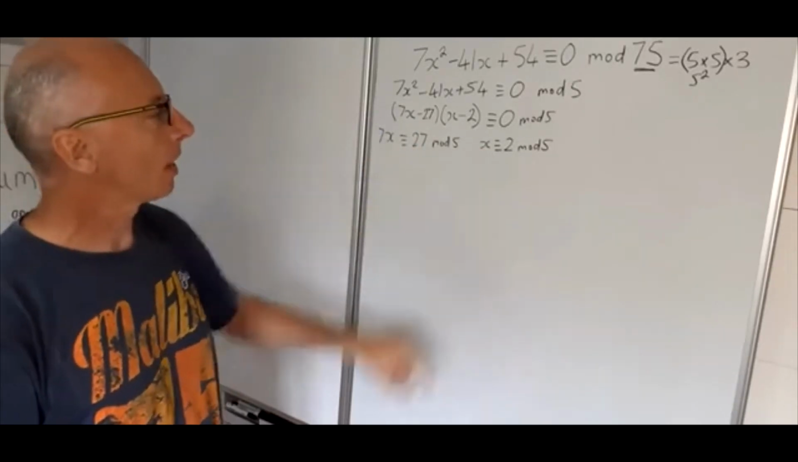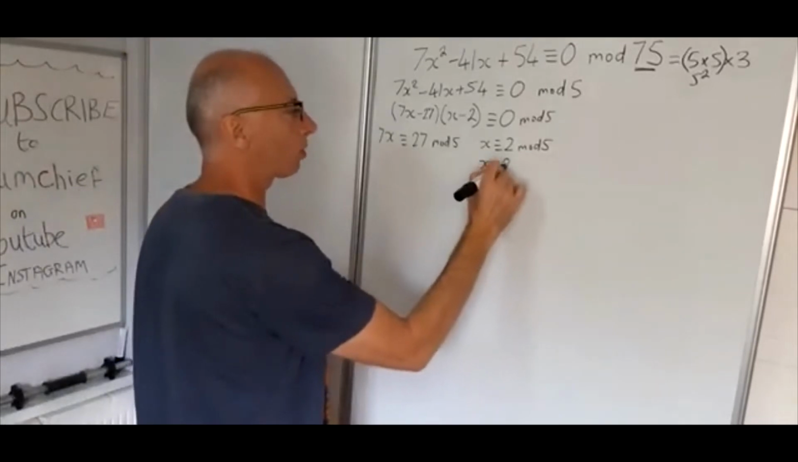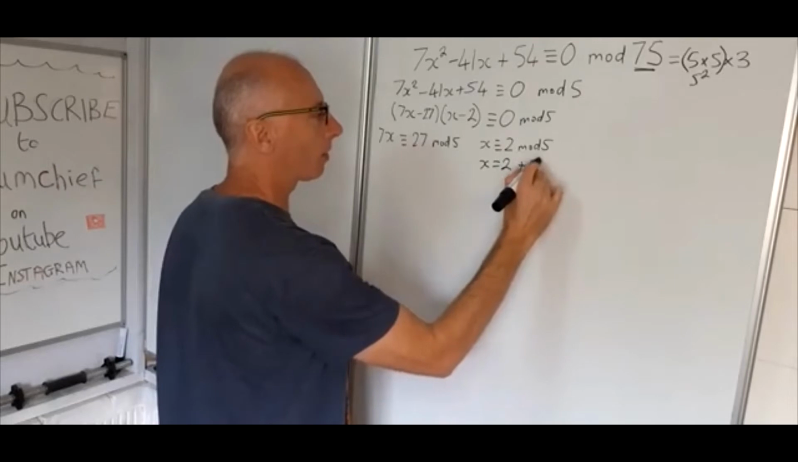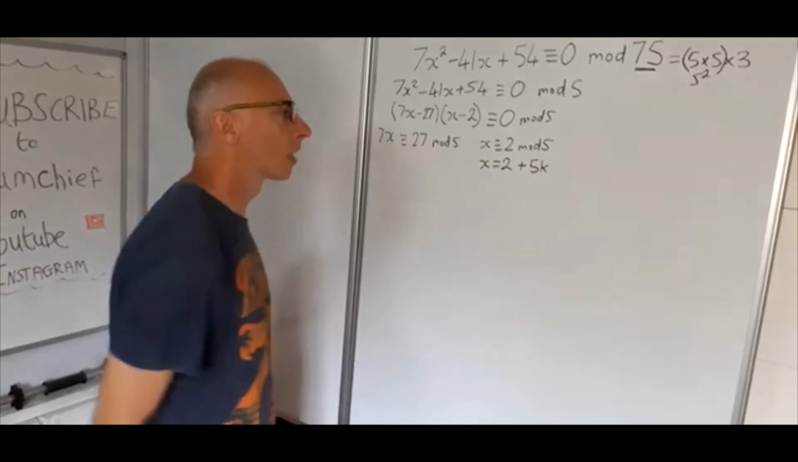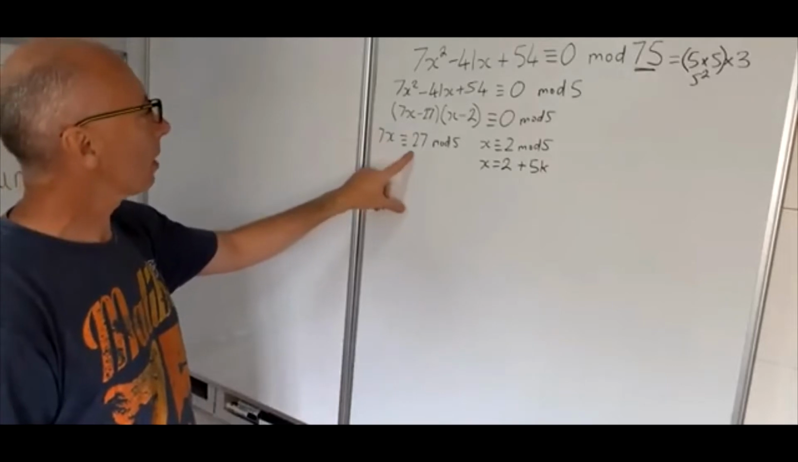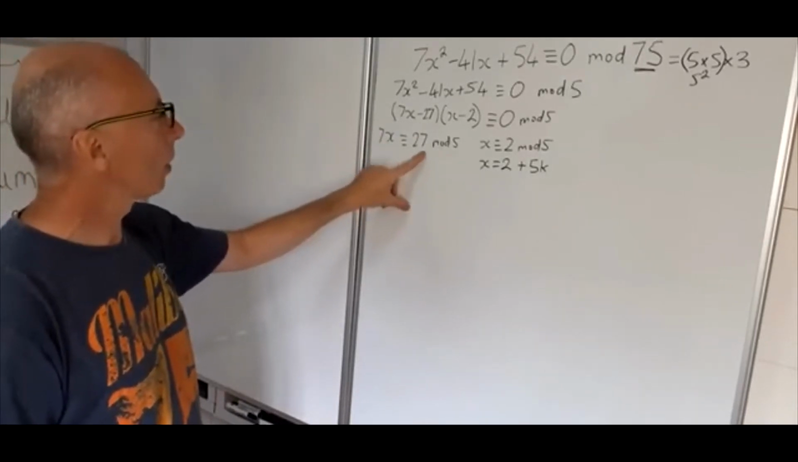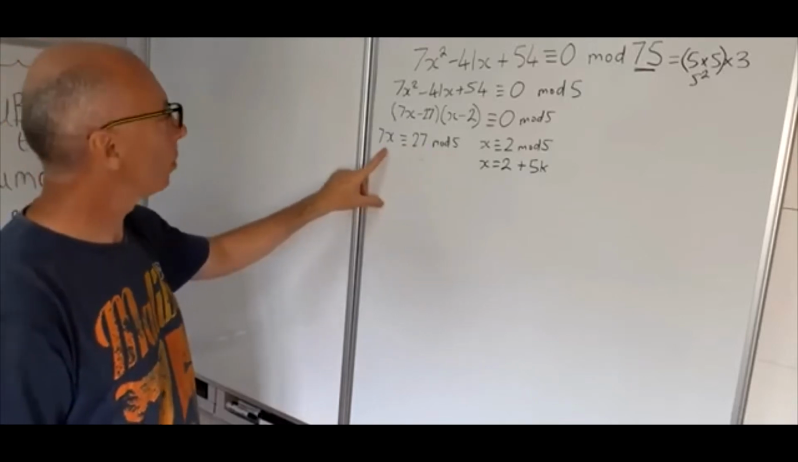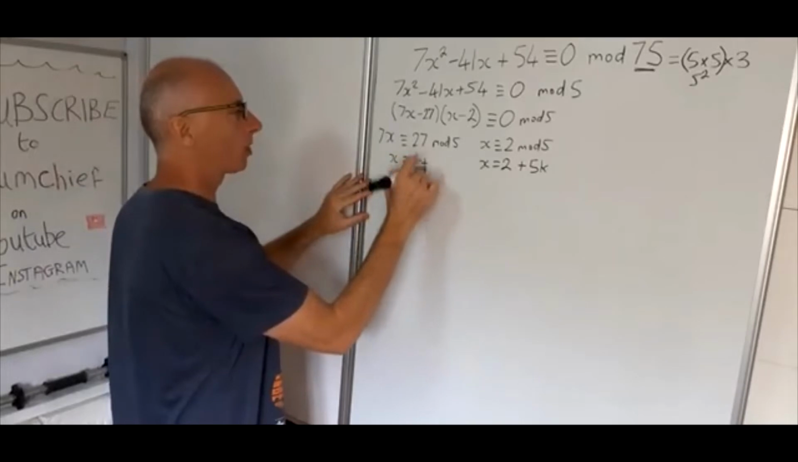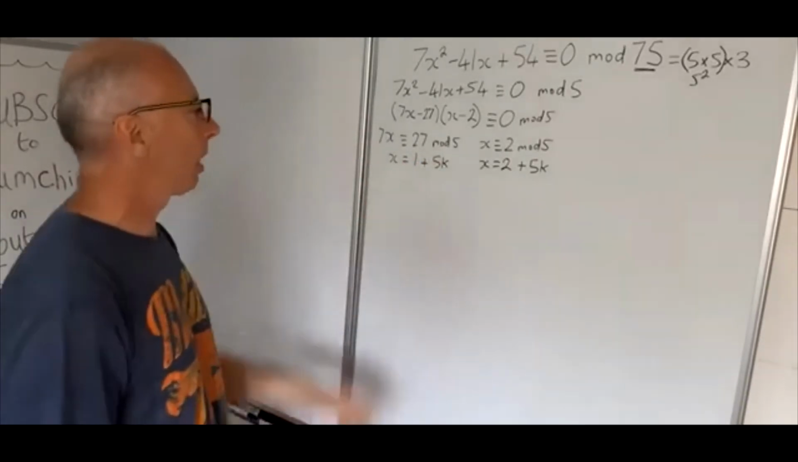Now we need to find these x's. This one is quite simple: x equals 2, and we write that as plus 5k. And then for this one, 7 times x is congruent with 27 mod 5. Well, 7 is congruent with 27 mod 5, so we just write down here x is 1. So now we write x is 1 plus 5k. That's important that we write it like that.